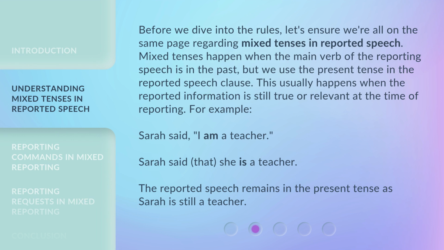Before we dive into the rules, let's ensure we're all on the same page regarding mixed tenses in reported speech. Mixed tenses happen when the main verb of the reporting speech is in the past, but we use the present tense in the reported speech clause. This usually happens when the reported information is still true or relevant at the time of reporting. For example, Sarah said, "I am a teacher." Sarah said that she is a teacher. The reported speech remains in the present tense as Sarah is still a teacher.